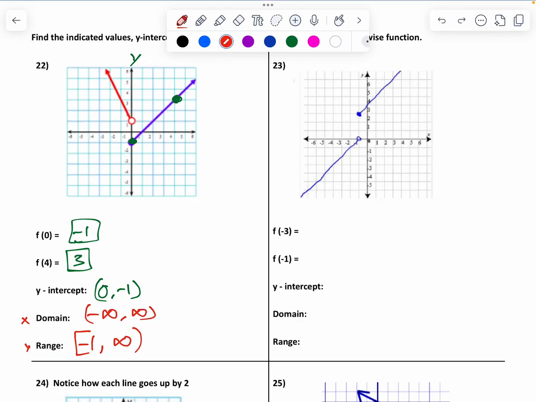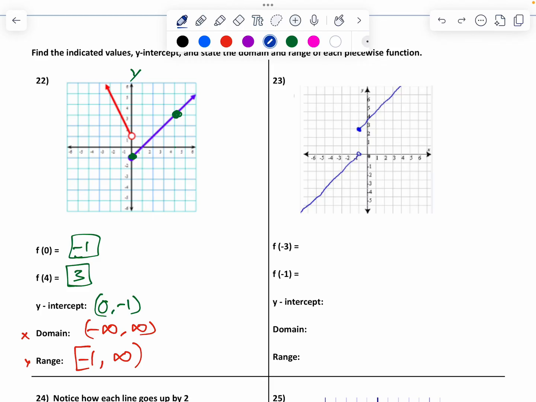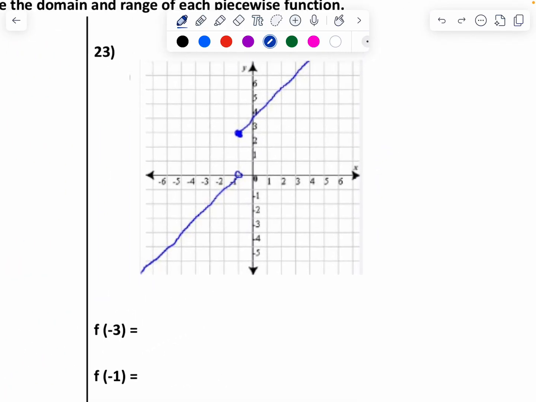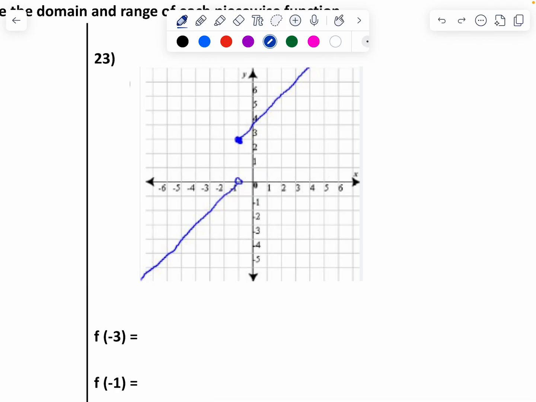Okay? So kind of the same thing on number 23. Let's look at the f of -3 first. So -3 is right here. So it looks like we're going down to here. Okay? So we've got -2. And then -1 is right here. And again, that's open. We want the one that's closed, which is right there at 3. There we go.